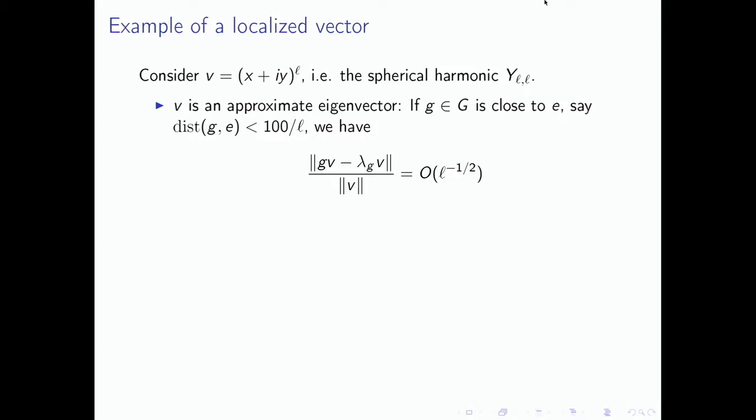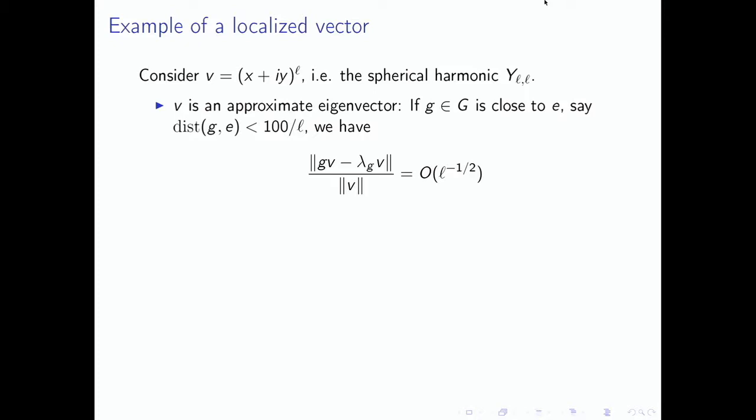But all I mean is that there is some scalar lambda such that, normalized, the distance from GV to lambda V is little o of 1. Distance, I should have said, is an L2 norm on the sphere. Okay, all the norms here are L2 norms on the sphere. All right, I want to say this in a way that's a little more precise about what the eigenvalue is. So I'll do that next.